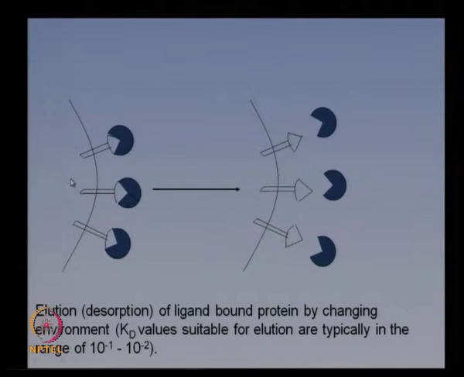So for example, we have the affinity ligand here with the spacer arm. Now there is a protein which is now adsorbed. Now if you want to desorb, we have to change the environment. So the Kd values suitable for elution are generally between 10 power minus 1 to 10 power minus 2. In that situation you can desorb this protein which is bound to the affinity ligand.